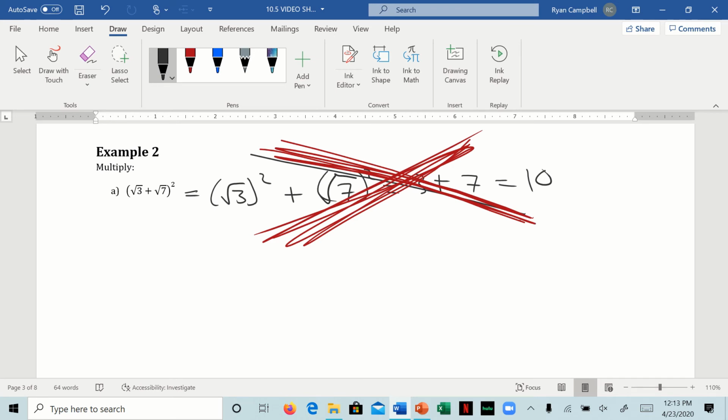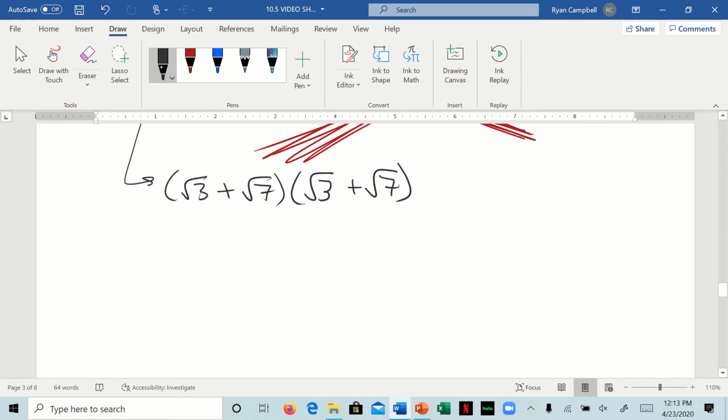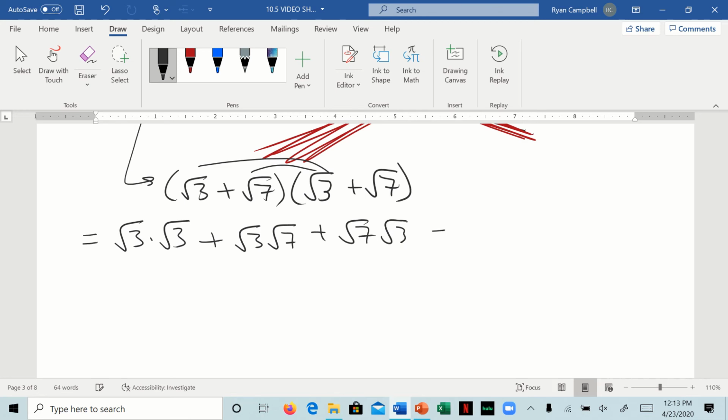Now, why can we not do that? Because we have a plus sign, right? Because we have a plus sign, this is going to be a distribution problem, just like the other ones were. So the correct way to do this would be square root of 3 times square root of 3 plus square root of 3 times square root of 7, plus square root of 7 times square root of 3, plus square root of 7 times square root of 7.